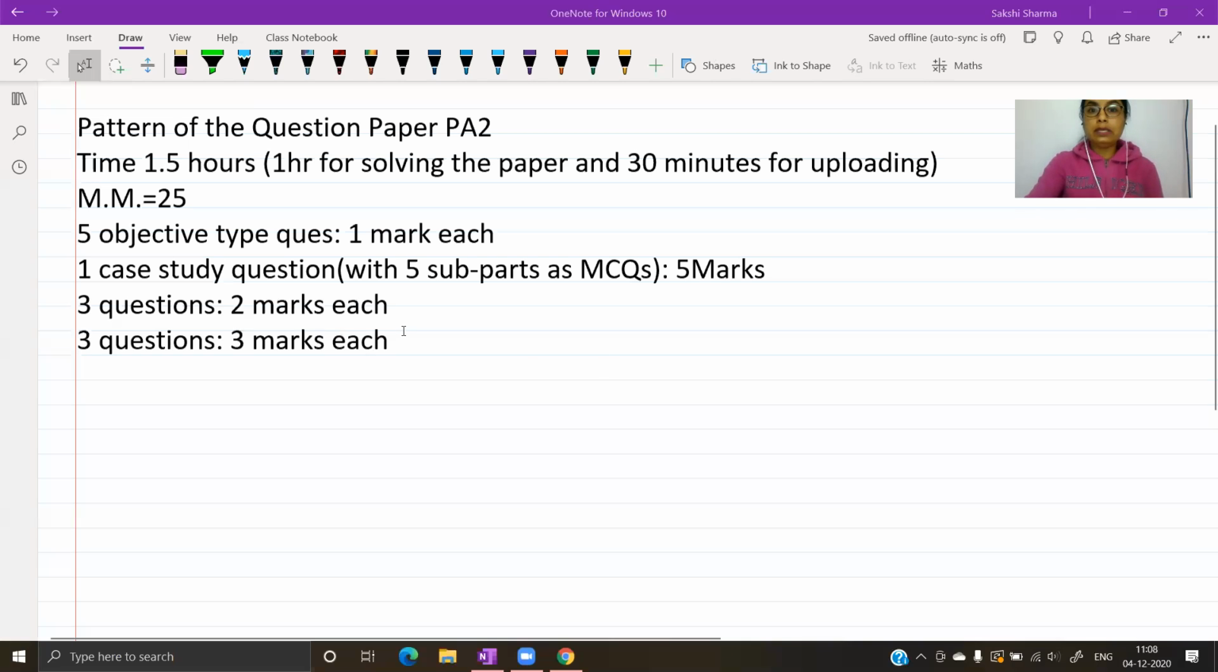All the questions will be in MCQ form. So there will be 5 subparts to that comprehension that you will have. And each of those 5 subparts will be in MCQ form. You have to pick the right answer out of the given choices. The whole question carries 5 marks. So that means there will be 5 subparts. Each subpart carries 1 mark. Each of the MCQ is for 1 mark.